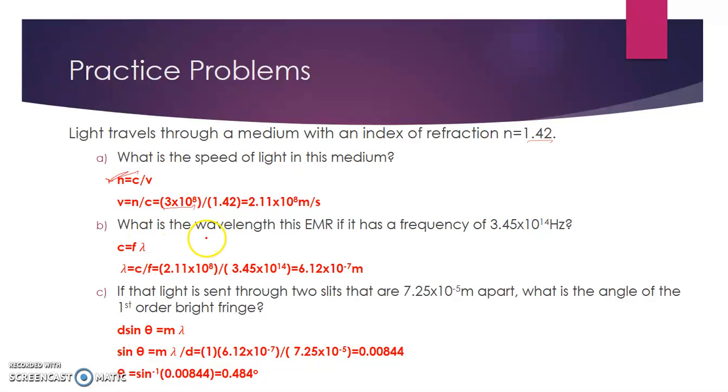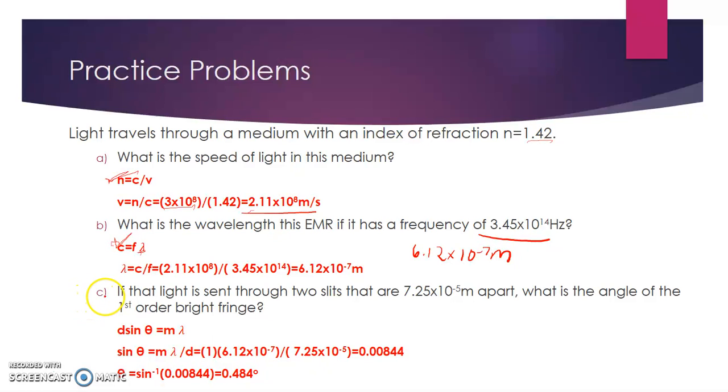Letter B asks, what is the wavelength of the electromagnetic radiation if it has a frequency of 3.45 × 10^14 hertz? We use this formula now and rearrange to solve for wavelength. We plug in what we know, which is 2.11 × 10^8, which we got from calculating letter A, divided by 3.45 × 10^14, which is the frequency that was given to us in the problem. And we should get 6.12 × 10^-7 meters.